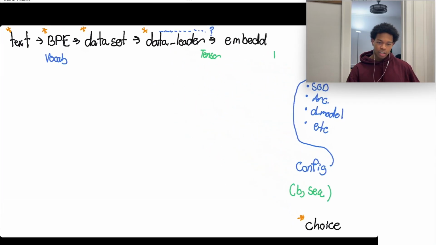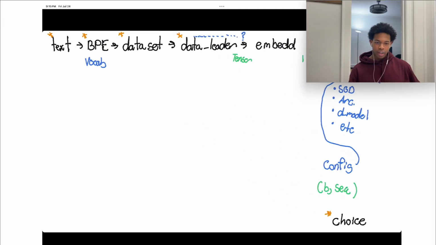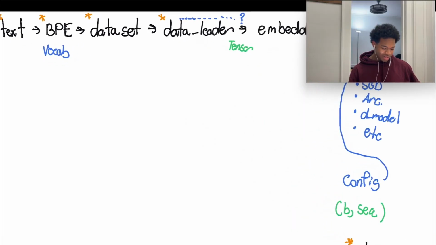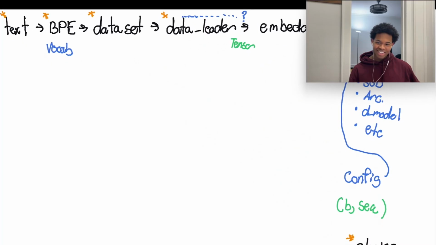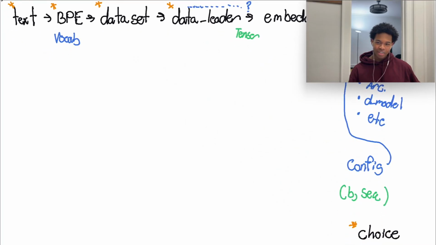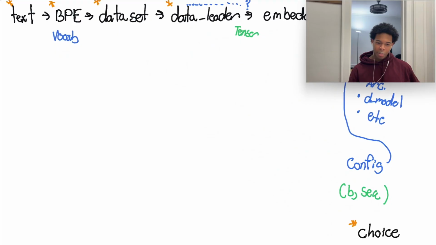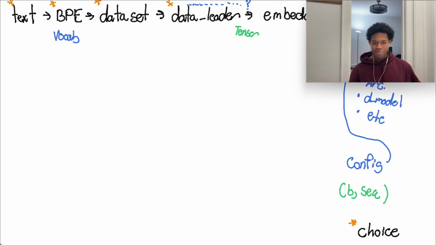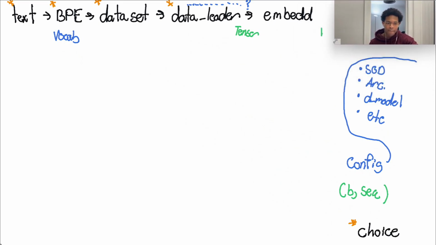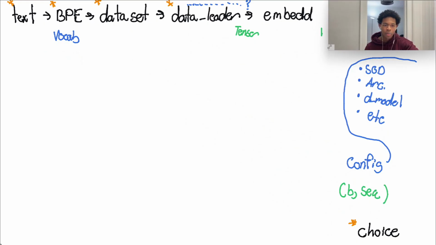I can zoom in so much that we're back where we left off. Bam. That's not bad. That's not horrible. So where we left off is we have text, we do our BPE, and this gives us our vocab space.